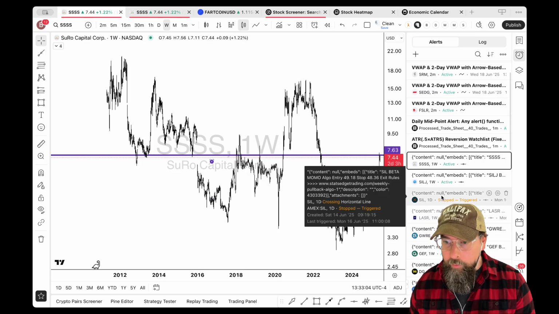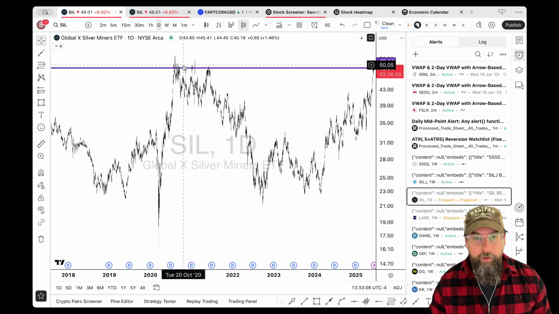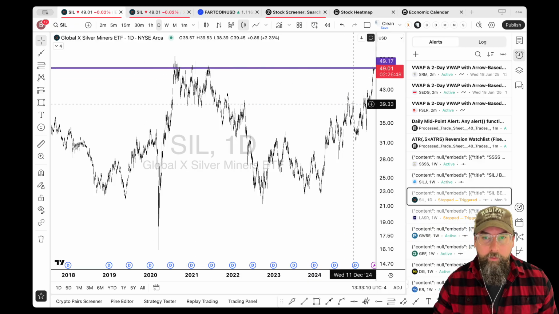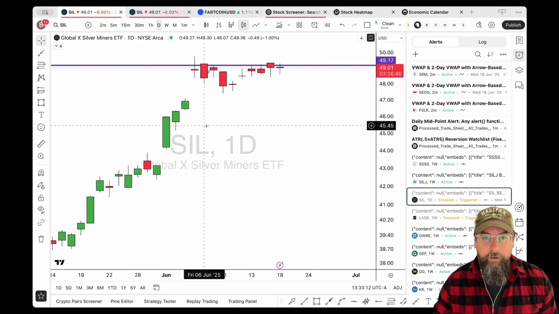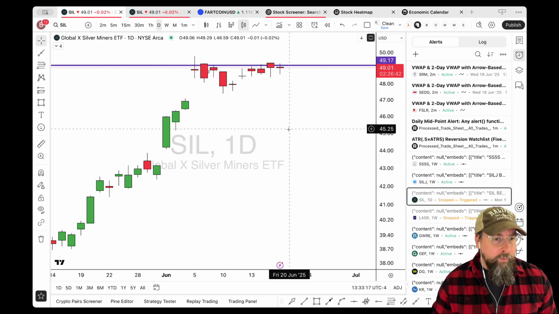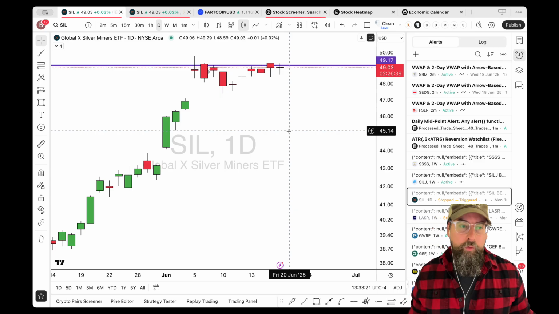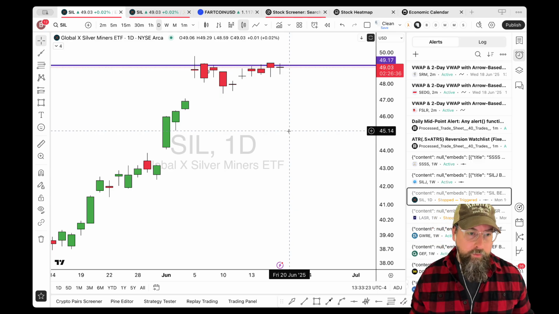And then the other one was SIL, which is just the big silver miners. And look at this prior resistance zone right here that we are trying to get through. This one has actually already triggered this week, but so far hasn't really done anything since then. So I just wanted to pop on here and show you there are many different ways to find the next theme that is interesting to you.